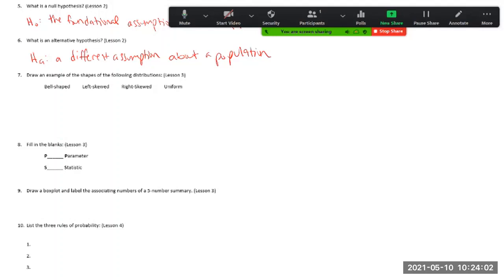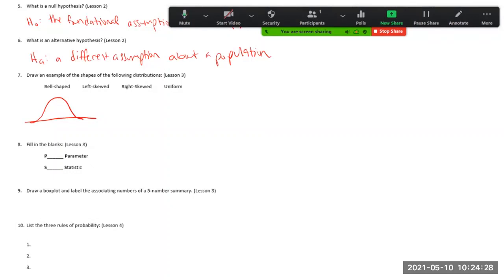Awesome. Number 7. There are lots of different distributions that you may have learned in your previous statistics classes, but these 4 are the only main ones that we focus on in this class. A bell-shaped curve is going to look something like this. It has a curve at the top and has a smaller distribution at the bottom.